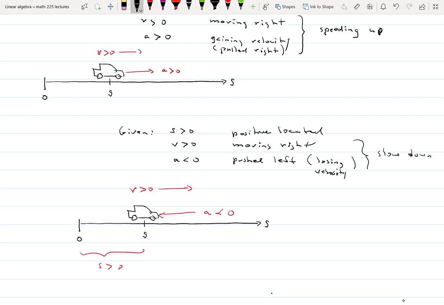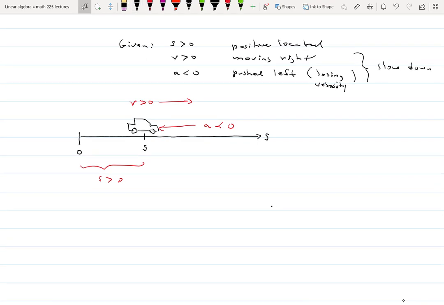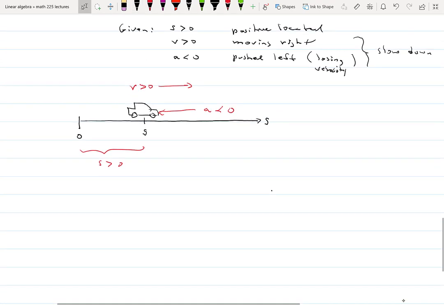But I just finished saying, I dropped a little bomb. I said that just because you're pushed to the left doesn't mean you're going to slow down. Just because your acceleration is negative, you're losing velocity, you're going to slow down. How can that be true? If you're losing velocity, you should slow down, right? No, this is the tricky part about acceleration.